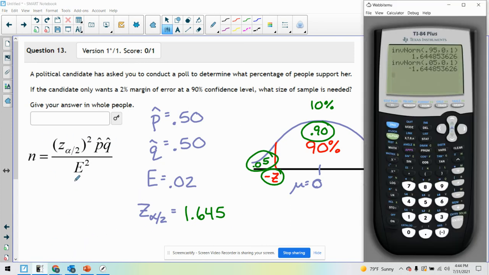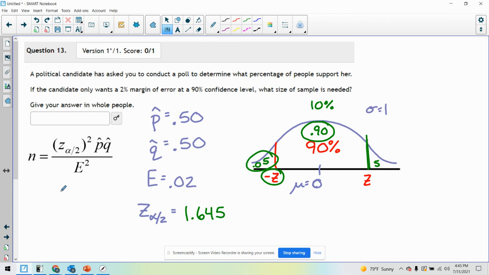The first thing I'm going to do is take my Z value, which is this number here. I'm just going to go grab it. I'm going to square it. That's the next step, square it. Then multiply it by P hat and by Q hat. So I'll multiply it by 0.50 times 0.50. So that's my numerator. Now it's going to be divided by this margin of error squared. I'm going to square the margin of error, 0.02 squared. Don't worry about what that means. We're just going to take the top, which is this number, and divide by that number. So I get 1690.96.